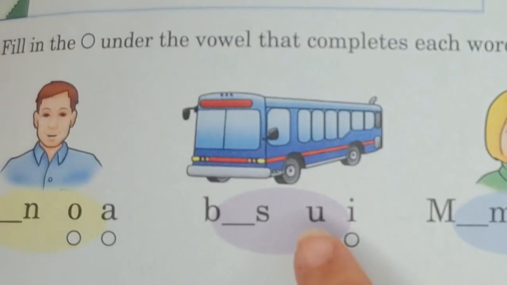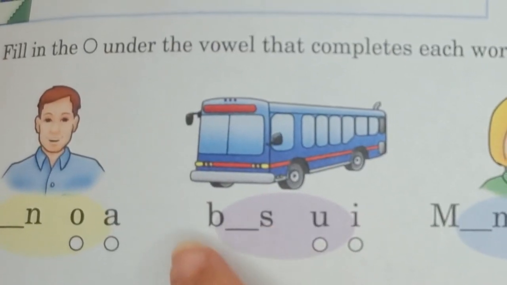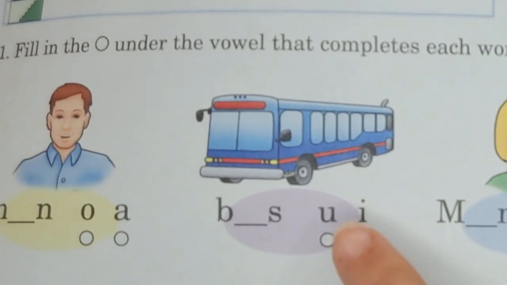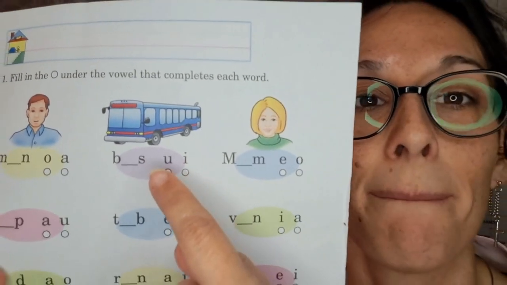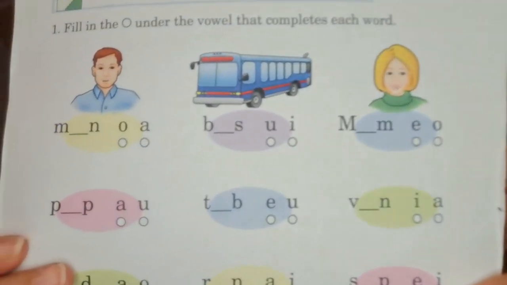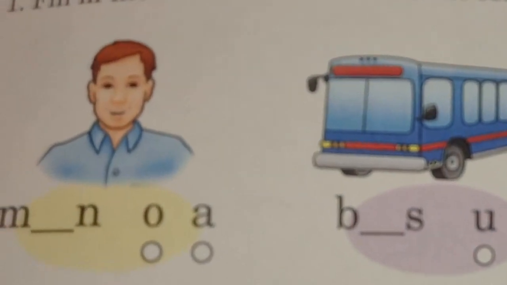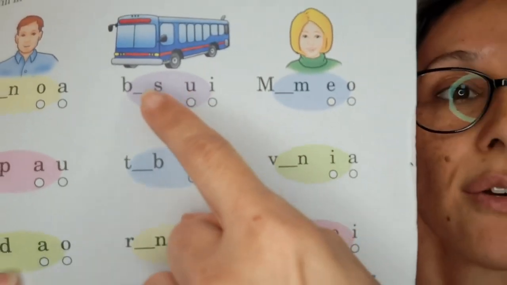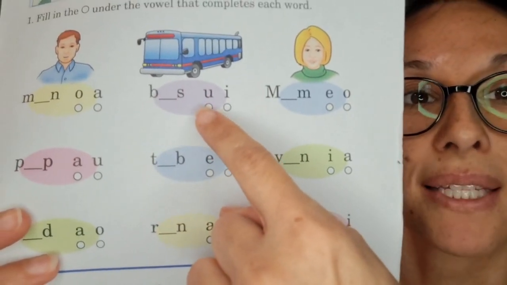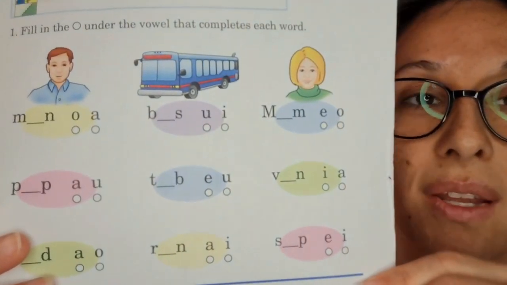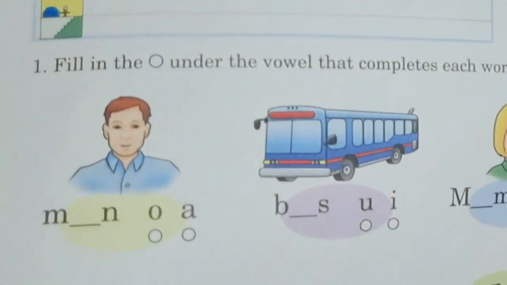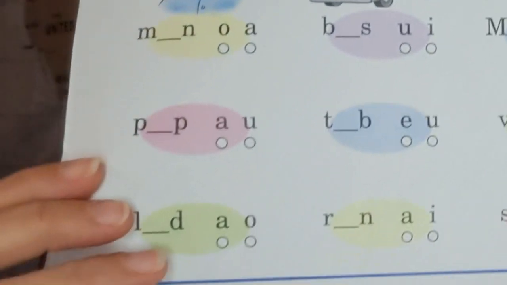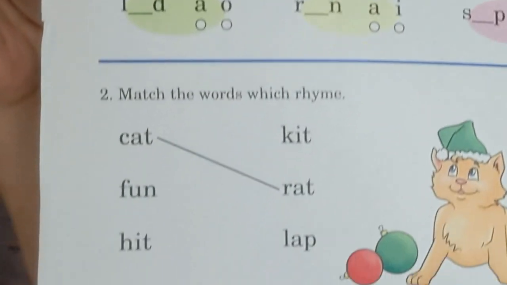Let's try the U. Bus. Bus. Let's try the I. B. Oh, now it went small again. Bis or bus? Which one do you think it is? Bis or the U? Bus. The picture tells you which one it's supposed to be. Bis or bus? Mon or man? Okay, I'll let you finish those. And we'll go on to the next one.